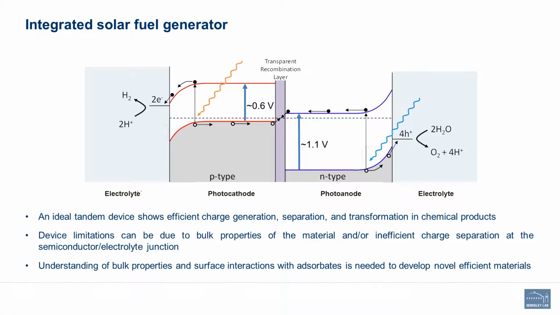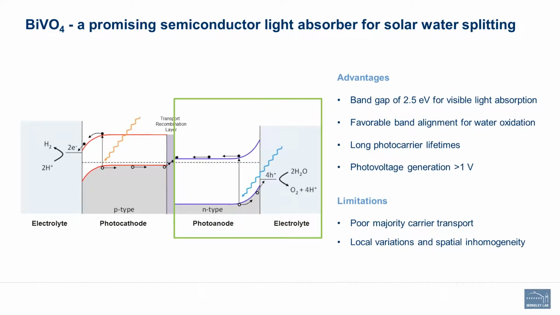And in my part of the talk, I will specifically focus on photoanode material, specifically on bismuth vanadate. Bismuth vanadate is a promising photoanode material due to the bandgap of 2.5 eV, which is small enough to absorb visible light. It has a favorable band alignment with the water oxidation potential, long photocarrier lifetimes, and it can generate a photovoltage larger than 1 volt.